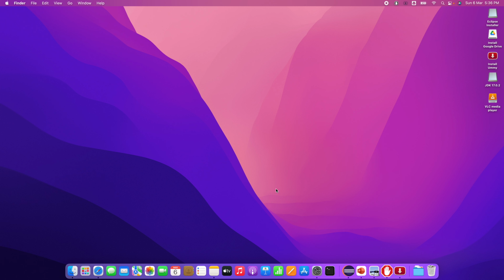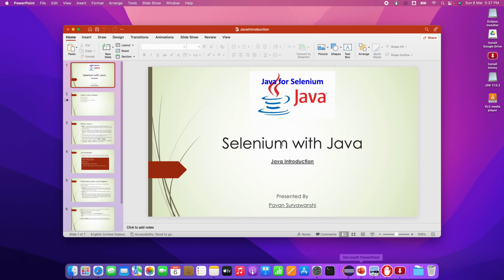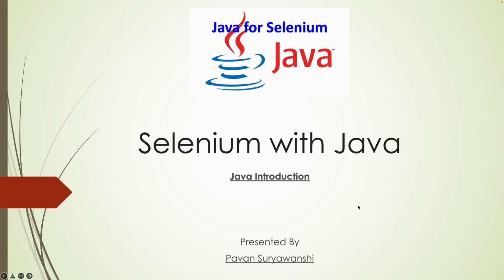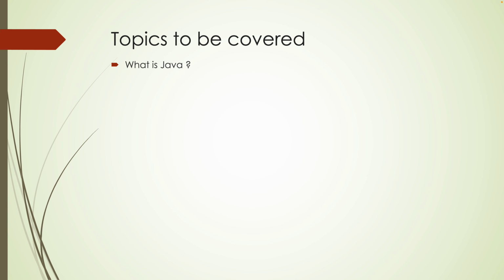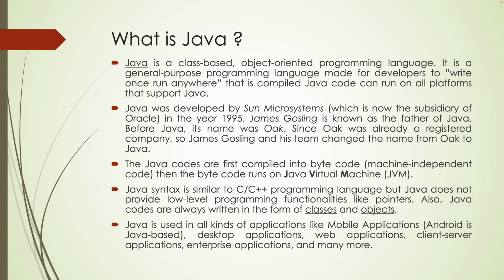So in today's tutorial, I'll be giving you an introduction about Java programming language and a live basic example. I hope you will enjoy watching the video. So today we will cover topics regarding what is Java, then the second one is Java example, then the third one is parameters used in a Java program, and the last one is a live example. So let's have a glimpse at what is Java.